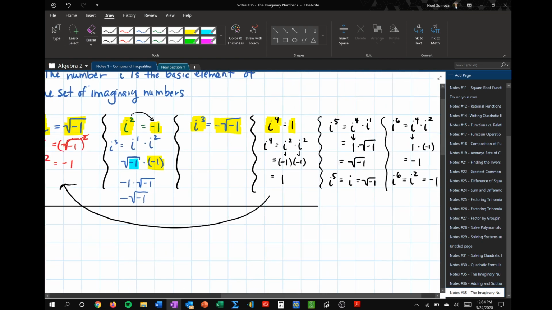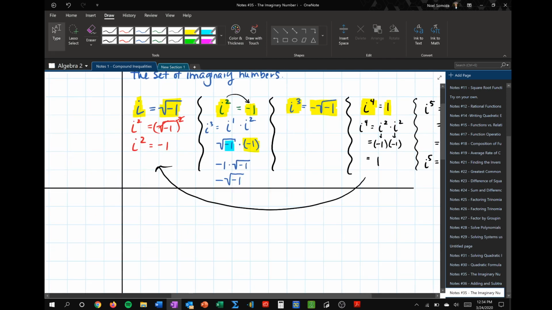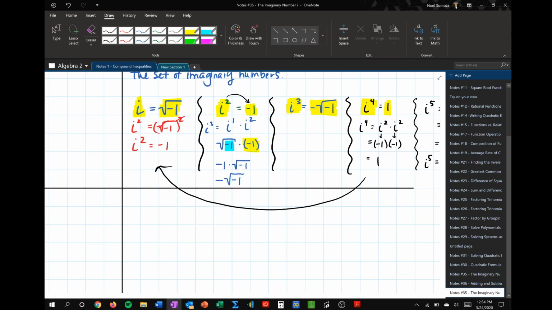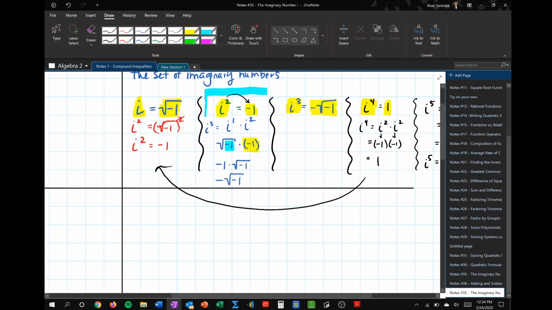So it's not super important, but it was something that I wanted to show you. The most important one to know right now is this one right here. Not even the whole thing really. You just need to know what i squared is equal to. This part right here is really important. The rest is just a little bit of enrichment.